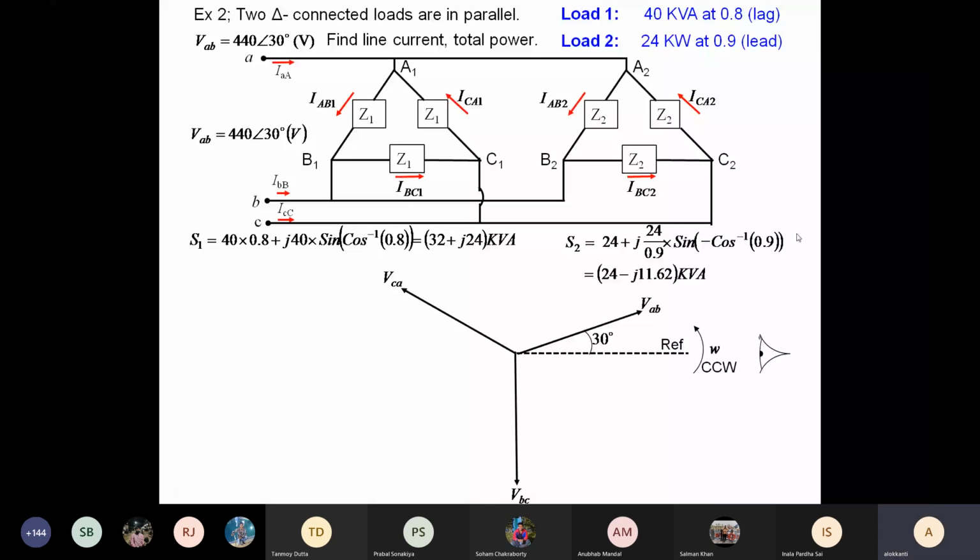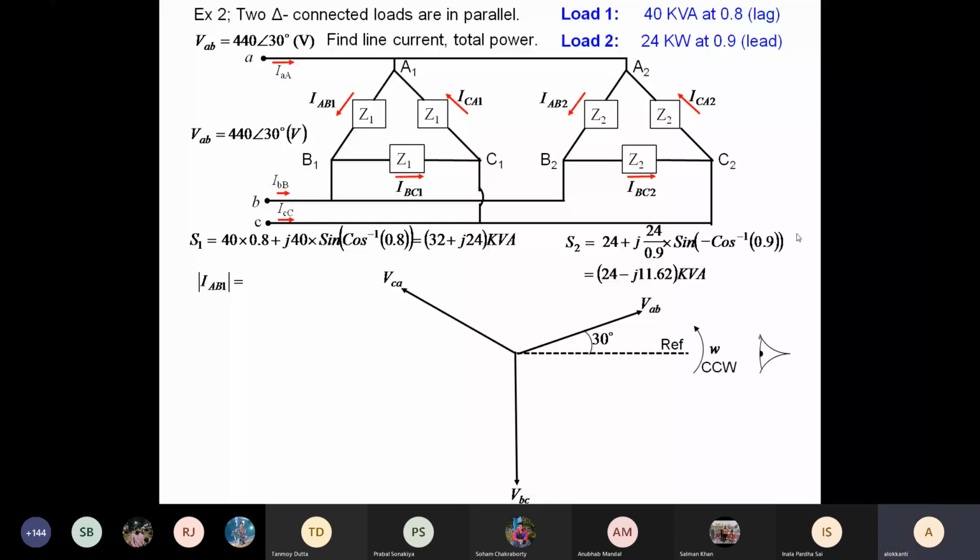So the first part of the question is to find the line current. To find the line current, you actually need to find the phase currents. I have given you two deltas, and in the earlier example I did one delta. So basically you have to apply the same methods for the two deltas, and then apply KCL.